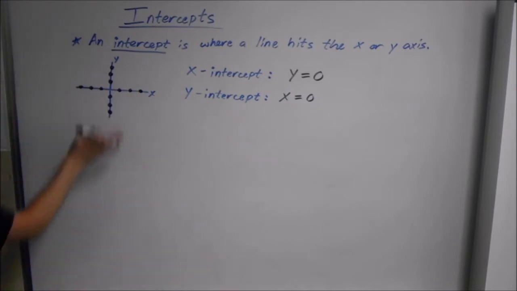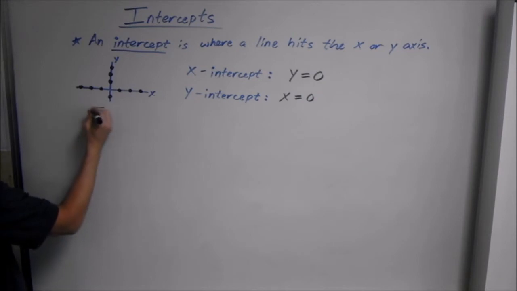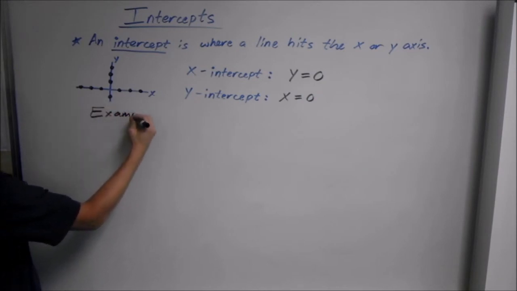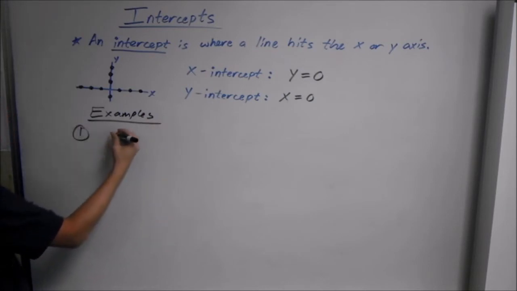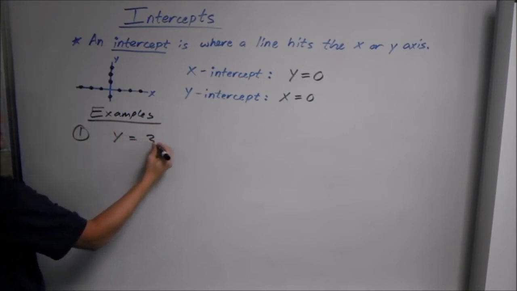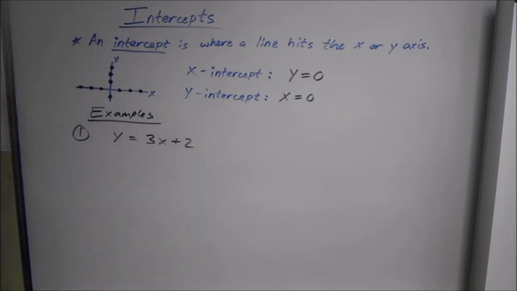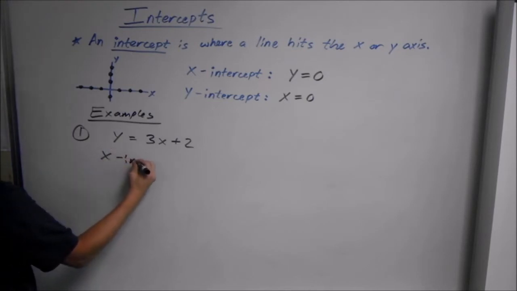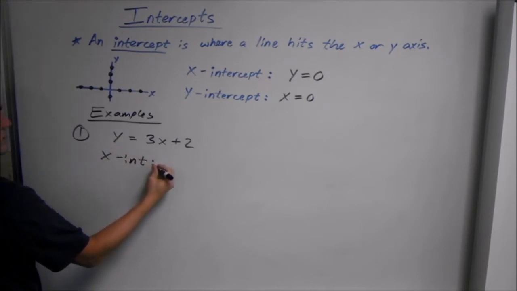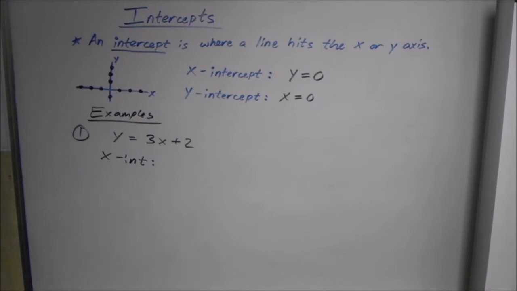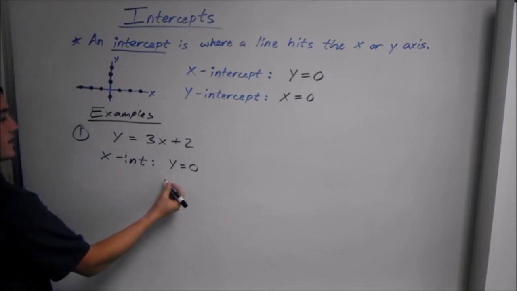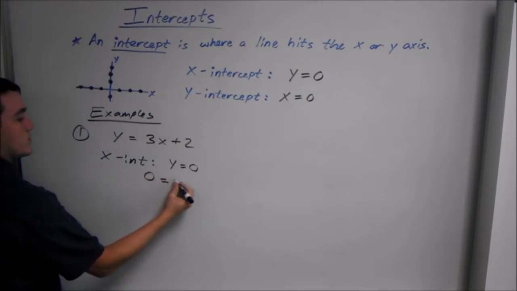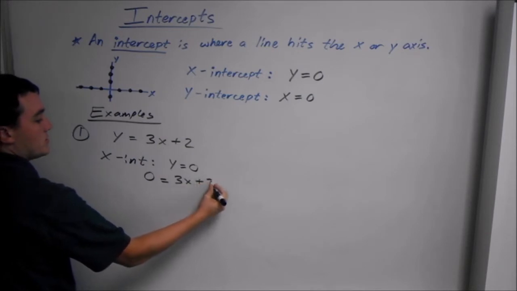So for a few examples, say we wanted to find the x and y intercept of y equals 3x plus 2. Well, to find the x-intercept, we have to plug in y equals 0. So we know y is 0, so we plug that in. So we get 0 equals 3x plus 2.